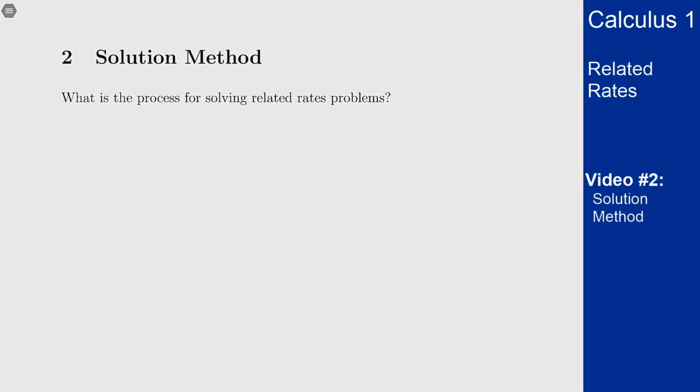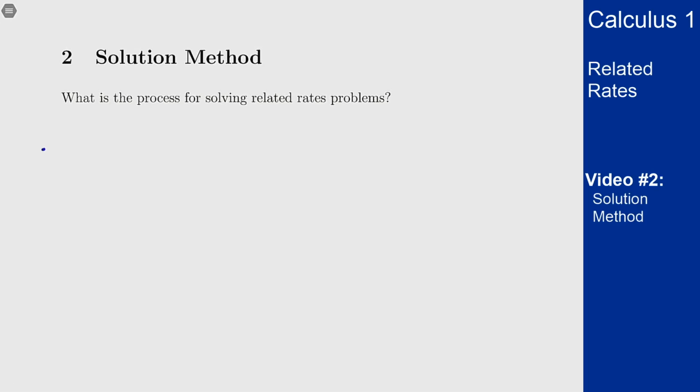In this video, we'll talk about how we approach and solve related rates problems. So the process for solving these is basically the following. We need to find that equation that relates the two quantities we care about, and then differentiate to get an equation that relates the rates of change of those two things, and use that to solve our problem.